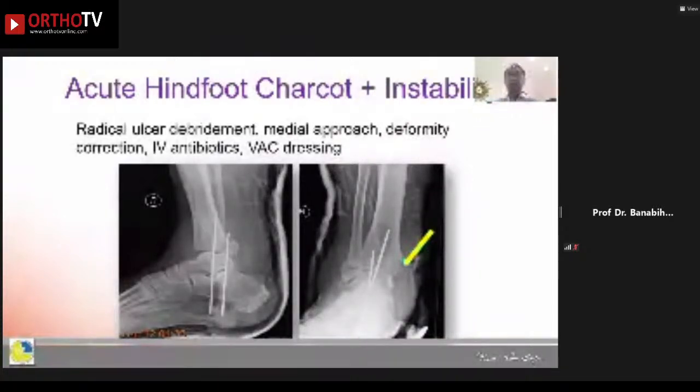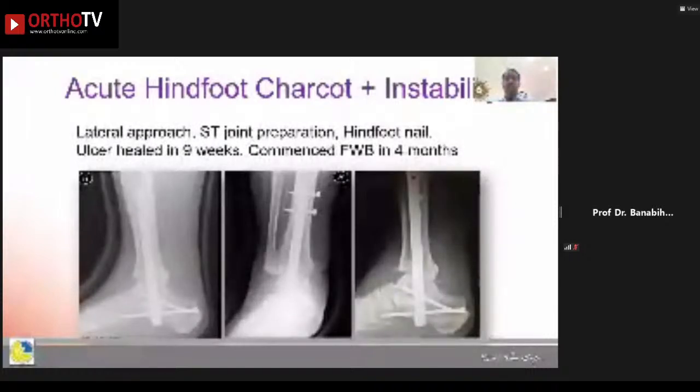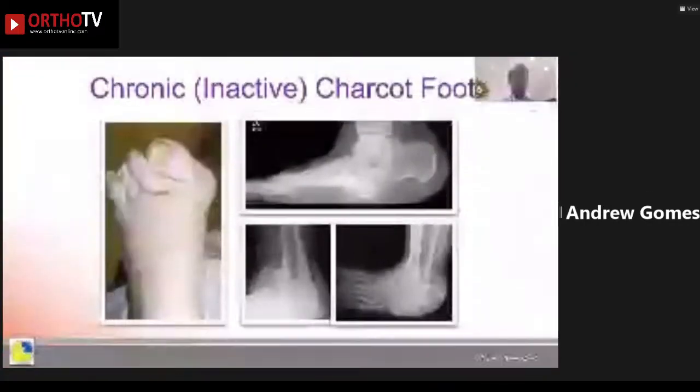You prepare, do the bone cuts, correct the deformity, and temporarily stabilize with wires, and give intravenous antibiotics and local antibiotic eluting material, which I will describe in more detail towards the end of this presentation. And then you proceed with definitive fixation here. The subtalar joint was also prepared, and a hind foot nail on this occasion provided predictable bone fusion and deformity correction, and the patient was able to commence full weight bearing. So in such acute limb risk presentations, it is good to surgically intervene early.